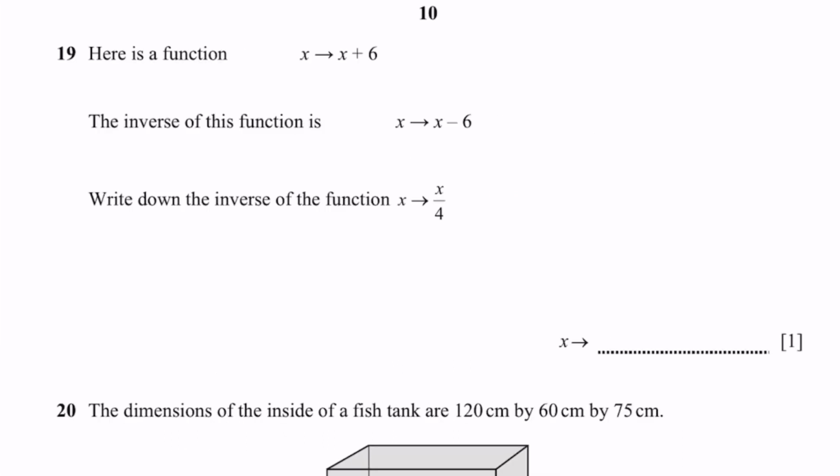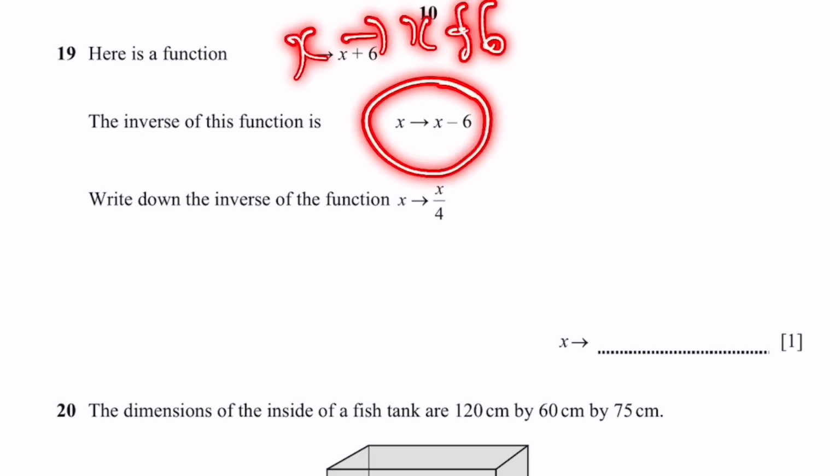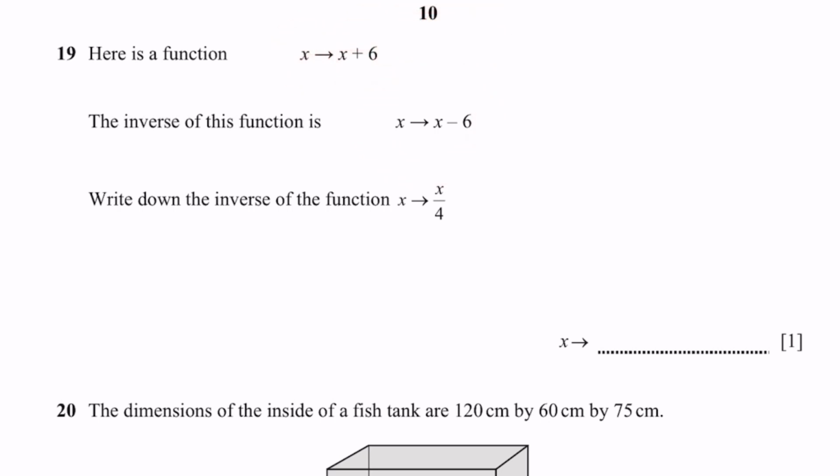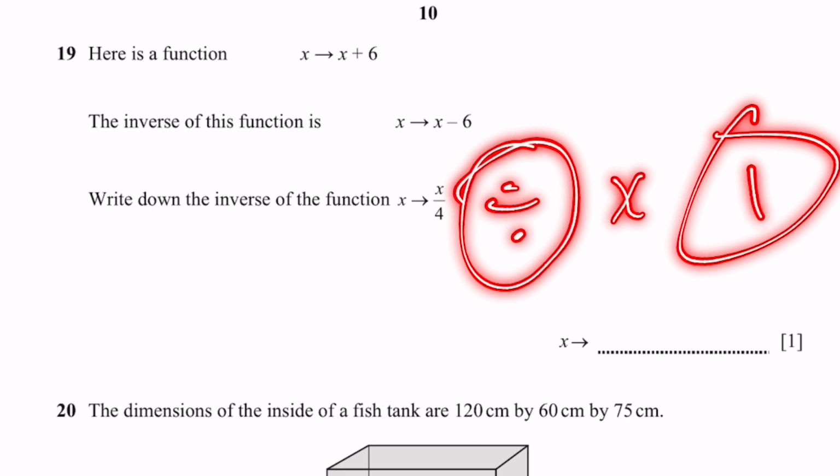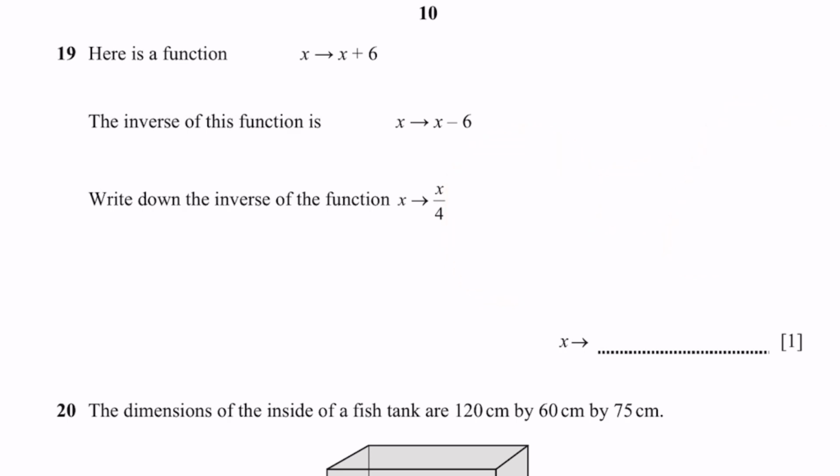Here's the function. The inverse of this function is here. So we have a function x becomes x plus 6 after the function is done. Now the inverse is just inverse the operation, x minus 6. Now write down the inverse of the function x becomes x by 4. So now what's the inverse operation of division? It's multiplication, right? That means that we need to write x becomes 4x because we multiply by 4 instead of dividing by 4. Question 20.